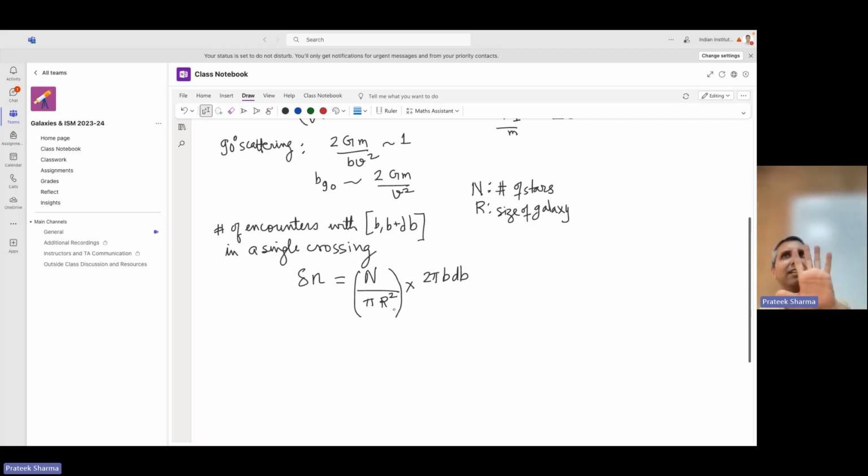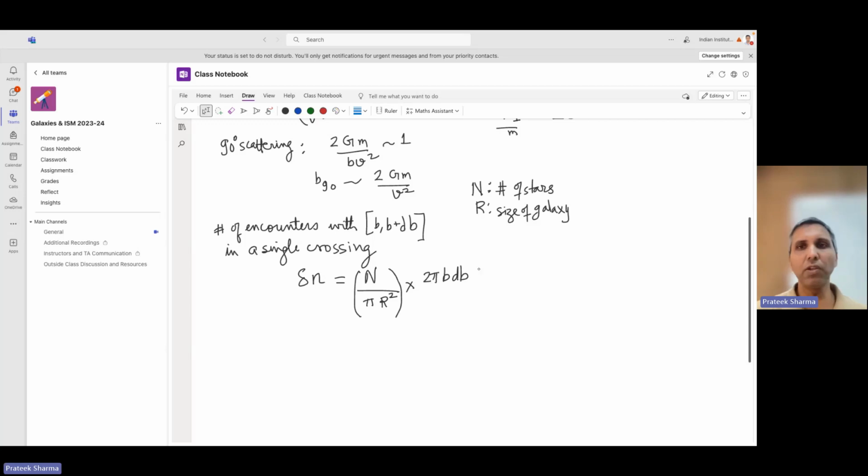So it's sort of like asking that you have these scattering centers, and if you throw some test particle randomly, what is the chance that they will collide? It's just the area that you're interested in, which is 2 pi b dB, divided by the area of the target, times n, the number of stars, potential number of stars. So this is right. This is the standard thing that we do when we do collisions.